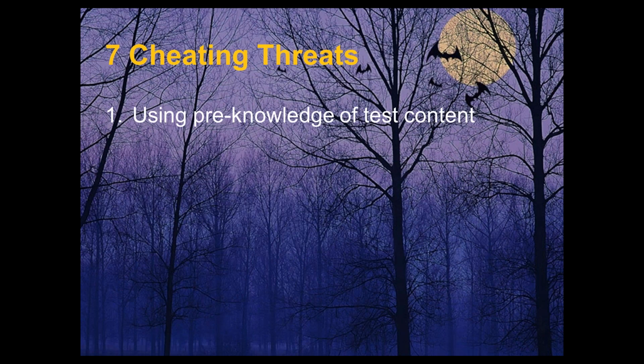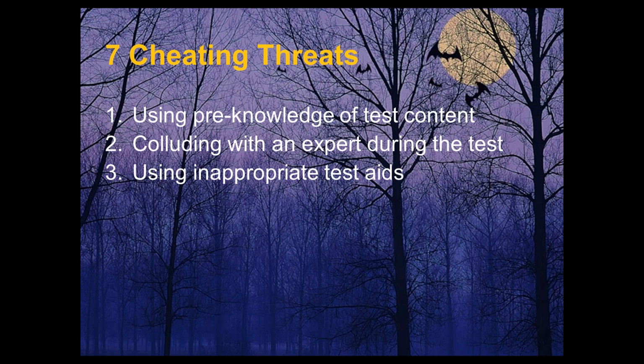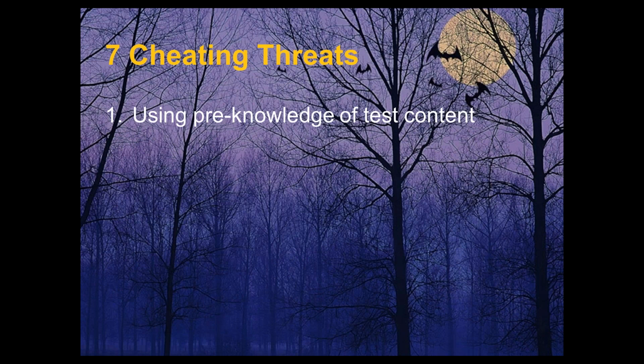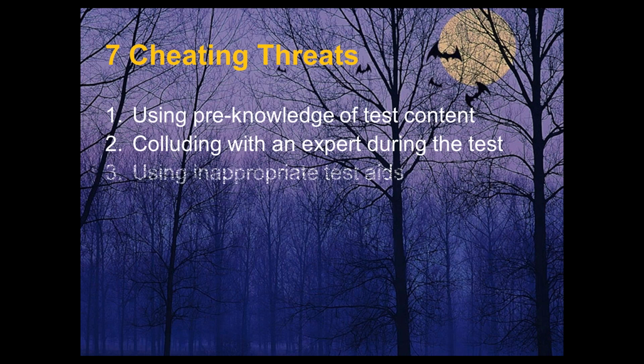So there are 7 cheating threats. Let me just go through one at a time. We're not going to spend time specifically on these, but using pre-knowledge of test content is a way to cheat that's very hard to detect. Number 2, someone can help you during the test, a teacher, instructor, or a confederate who's speaking to you through a two-way radio. The third one, using inappropriate aids, cheat sheets, things written on your shoes or your hands or erasers and such. We're familiar with those. Fourth one, using a proxy test taker. That could be a friend or it could be a professional service.